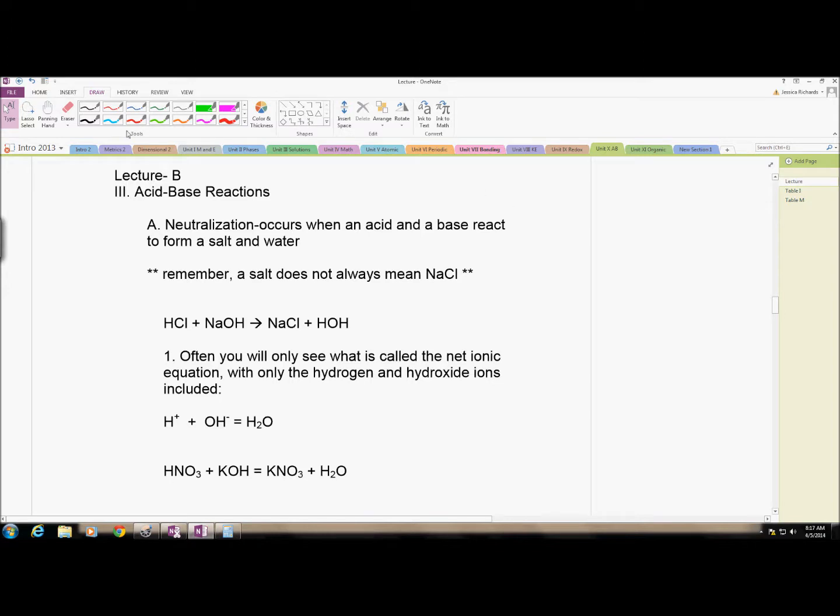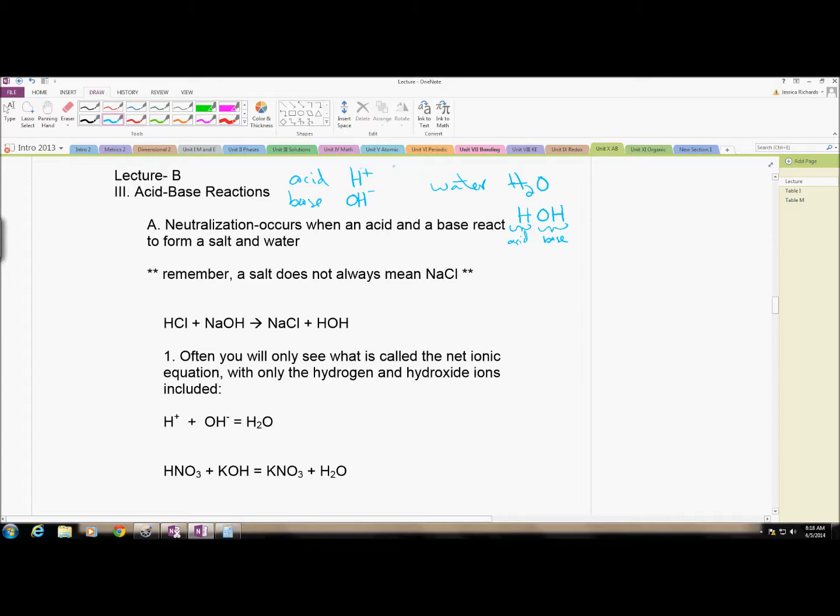So acids and bases, remember, acids all have H pluses and bases have OH minuses if we're using the Arrhenius definition. And water is H2O. In the acid-base unit, a lot of the times you're going to see water written as HOH, because the H is from our acid, and the OH is your base part. So whenever you put an acid and a base together, one of your products will always be water.